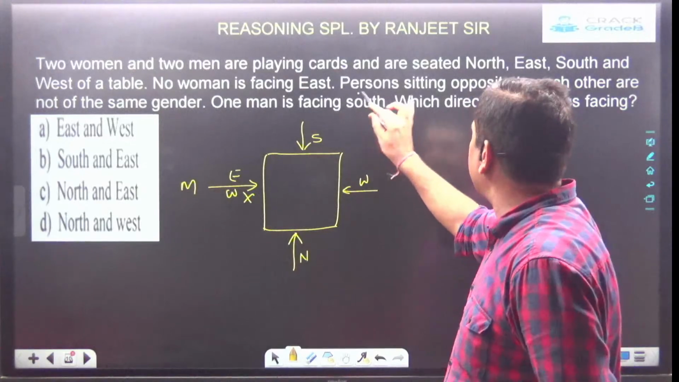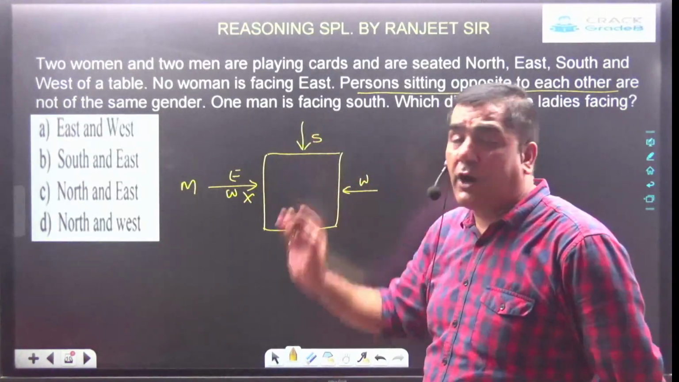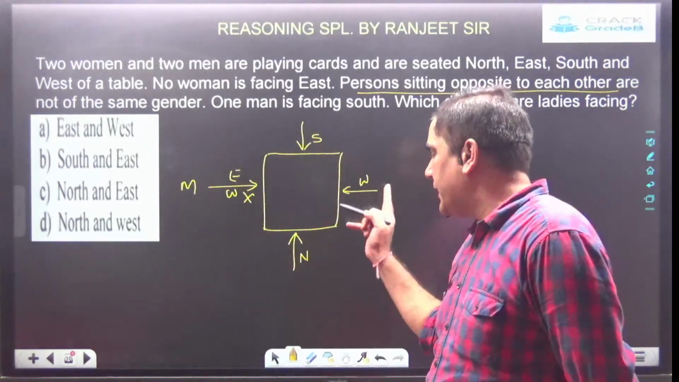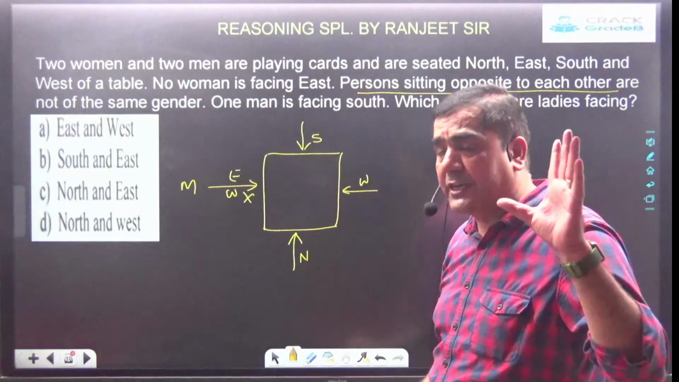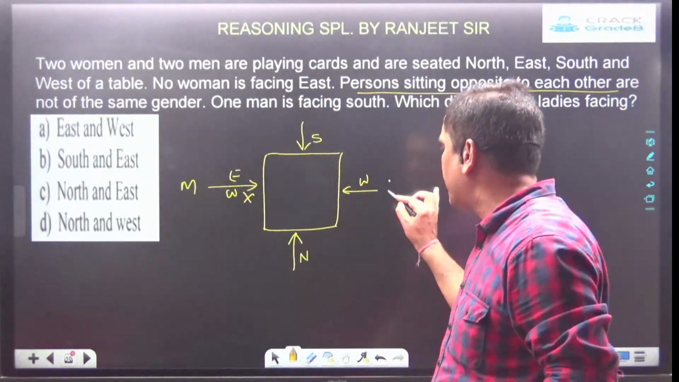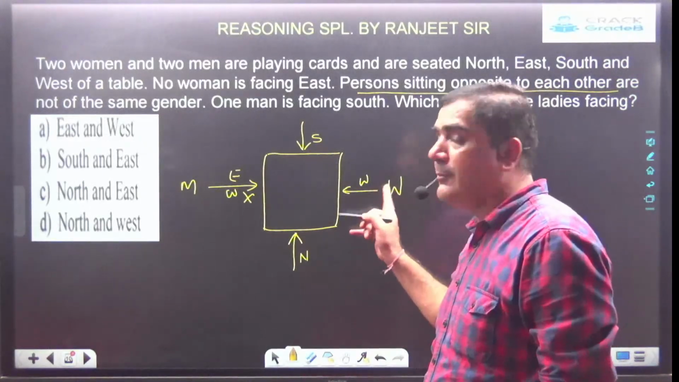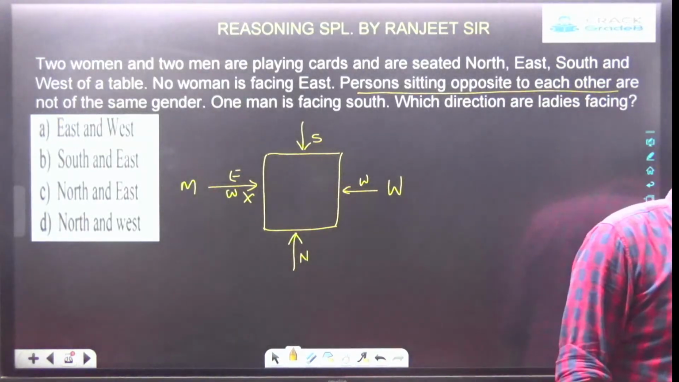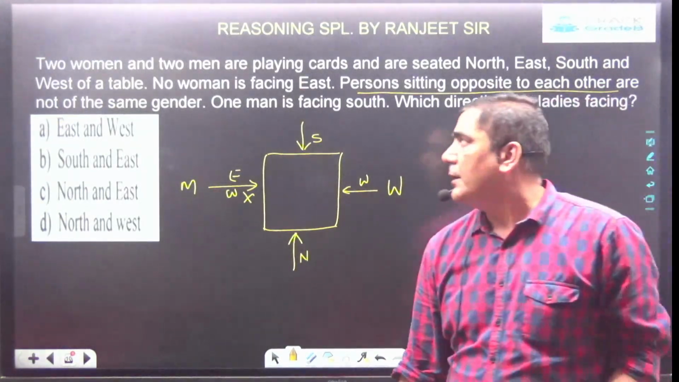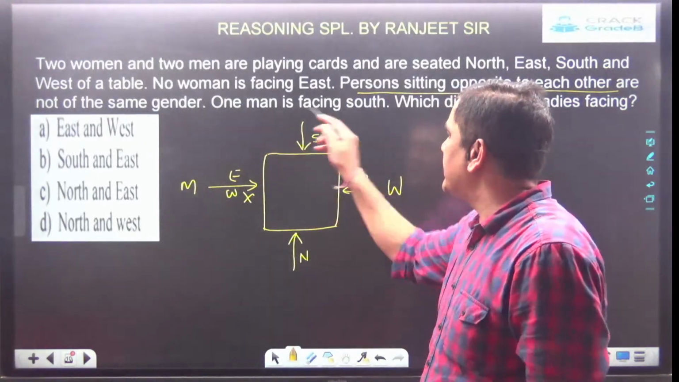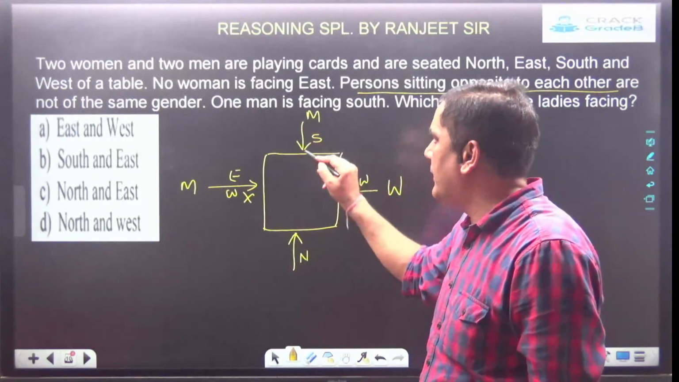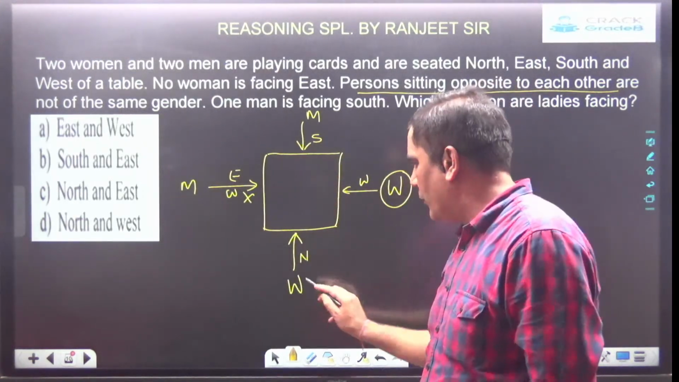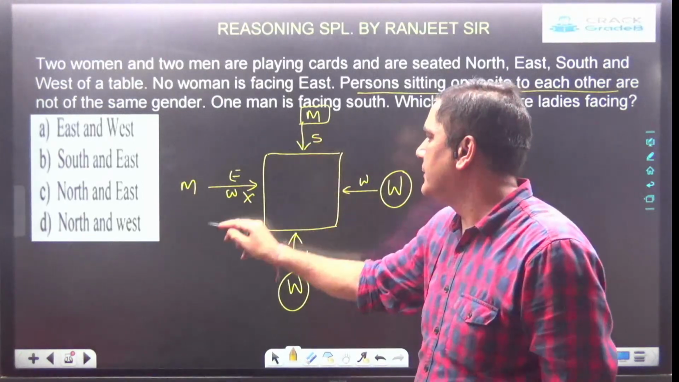Next one, persons sitting opposite to each other are not of the same gender. Means what? The 2 persons who are opposite to each other cannot be of the same gender. If this is men, this place must be for women. Men can't come over here because 2 persons of the same gender cannot be opposite to each other. Clear? Now they are saying 1 man is facing south. Okay, here also we have got men facing south. So this has to be what? Women. So women will be over here and men will be over here.